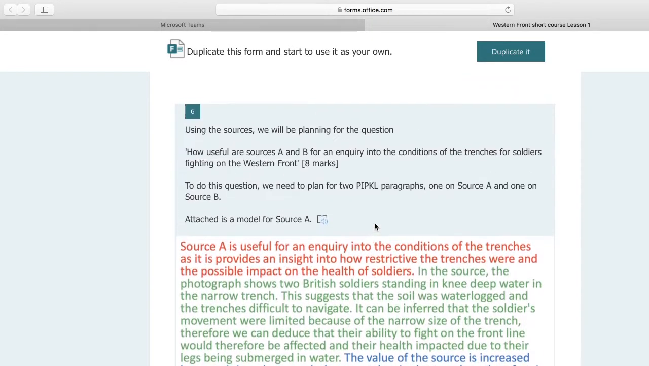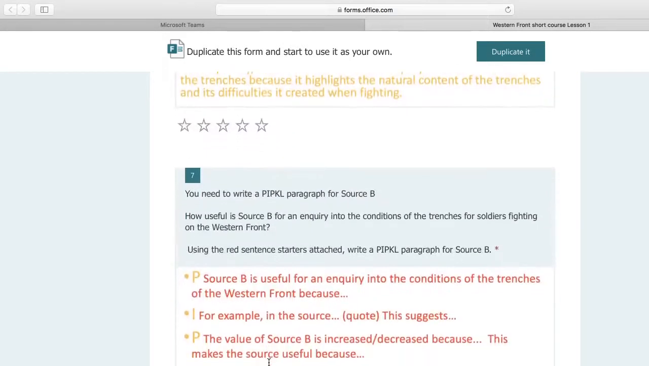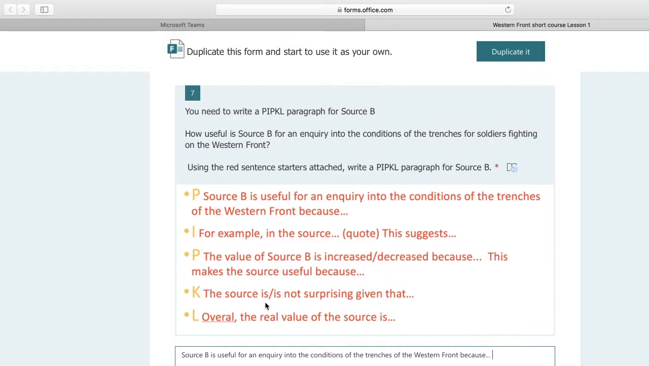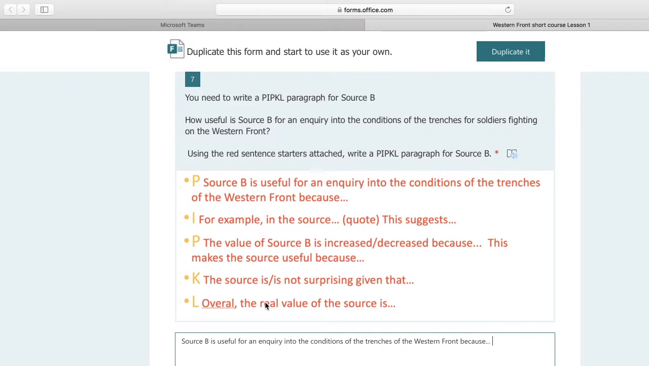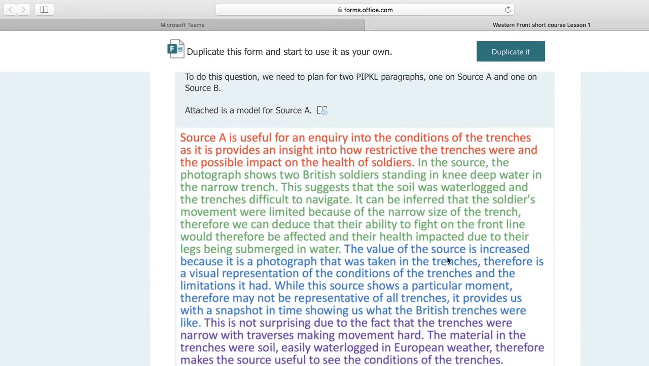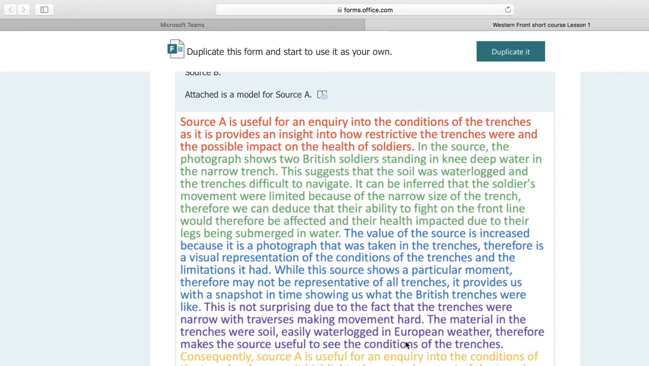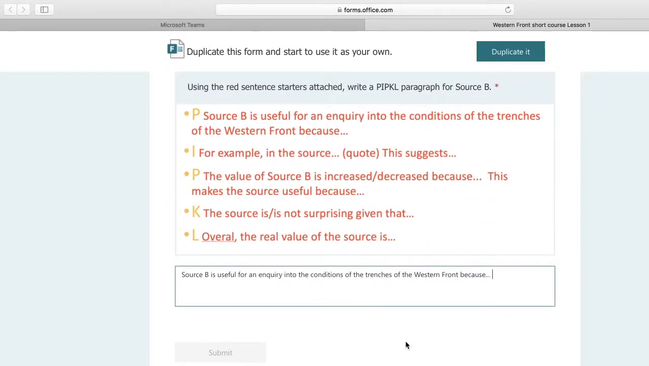You're then going to tell me why the provenance makes it useful, so using question 5 to help you. Put in some relevant knowledge, like we just spoke about, and then using the wording of the question, really make sure that you are linking back to the question. And that's it. You would have done a PEEL paragraph. Again, if you need help, you look at this one to help you structure your answer.